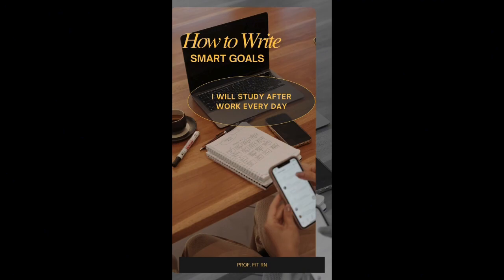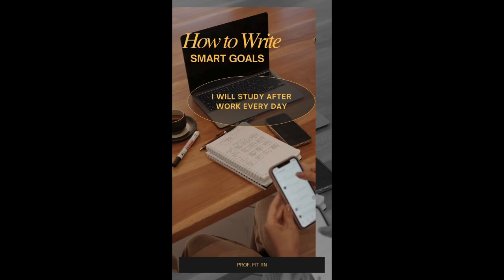Is it attainable? The goal is saying that I will study after work every day. Do you want to set yourself up for failure? What if you don't have a good day and you don't feel like studying? Also, how long will you study? So, ding, ding, ding. It's not very specific now, is it? It doesn't say how long you will study.